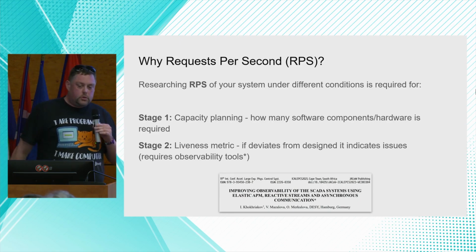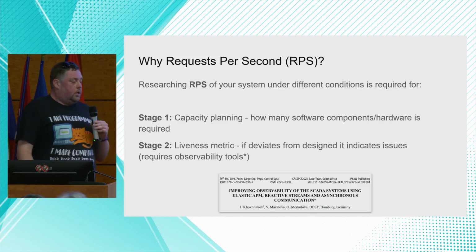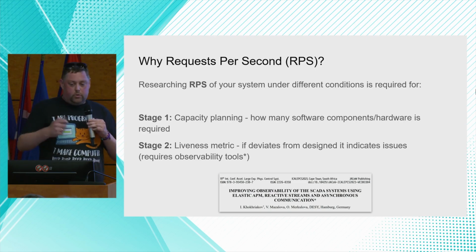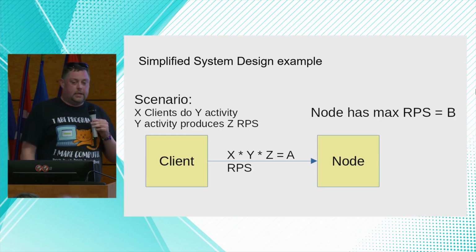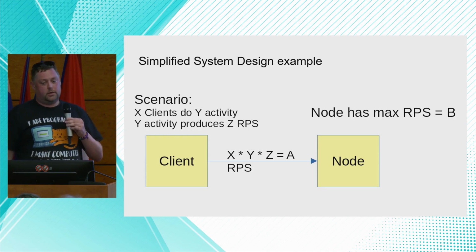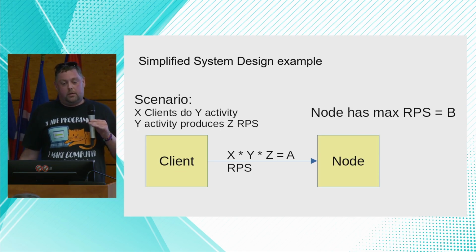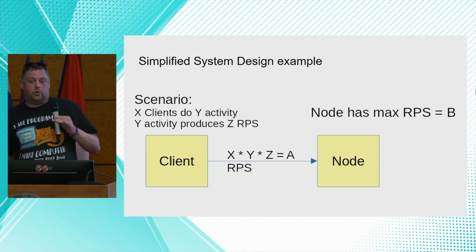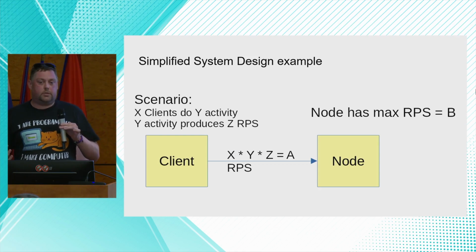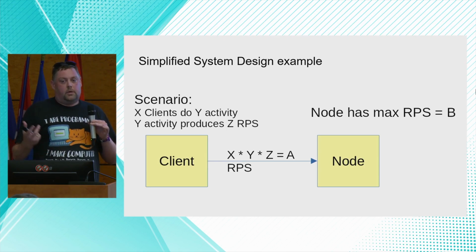To track those live metrics, you usually use observability tools. If you're interested in how to, let's say, integrate observability tools with SCADA systems, you can refer to this paper from the last Eclipse conference. Okay, just summarizing everything, here is a simplified system design example. On the left-hand side, we have a node, which is the client, and we consider some scenario. X clients do Y activities, and each activity produces Z RPS. Multiplying everything, we get a metric A.